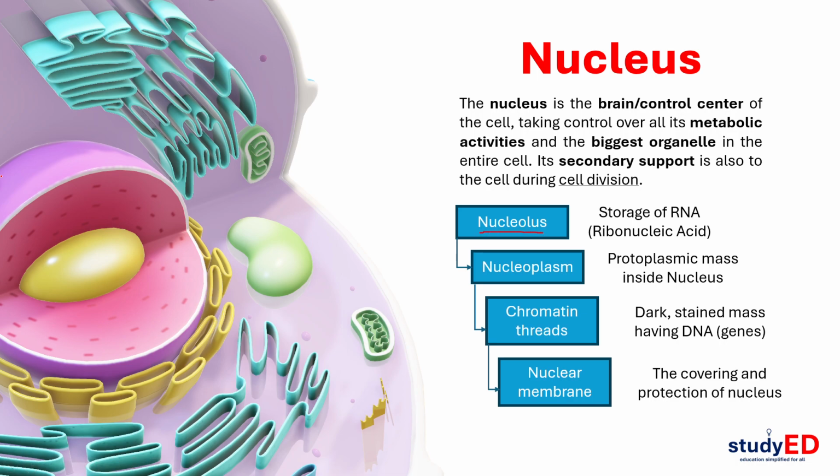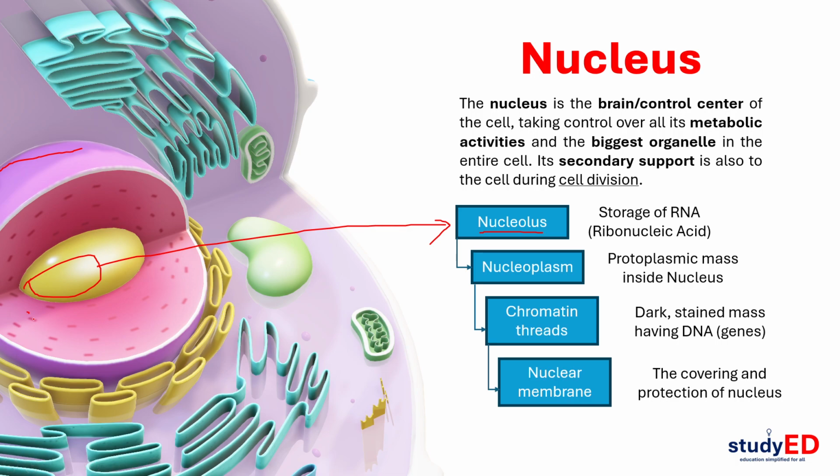This entire structure is the nucleus. Now this structure in the middle is the nucleolus. What is the function of the nucleolus? It stores RNA. There are two types of nucleic acids, DNA and RNA. DNA, the genetic part of it, is deoxyribonucleic acid, and RNA is ribonucleic acid. So the RNA of the cell is stored by the nucleolus. Okay, that's the first part.